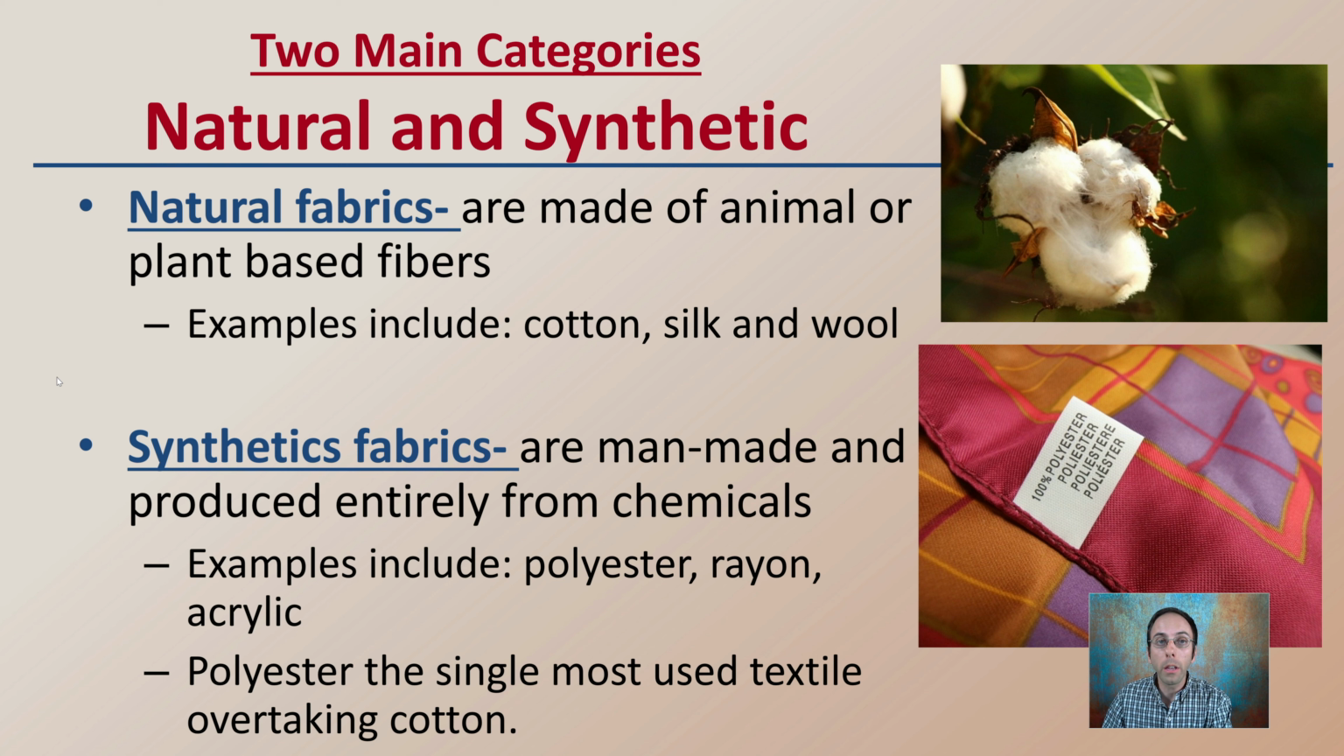So first off, when we're looking at fibers, there's two main categories. There's natural fibers, which are made from animal or plant-based fibers, and you might be familiar with cotton, silk, and wool. We see the cotton plant located right here.